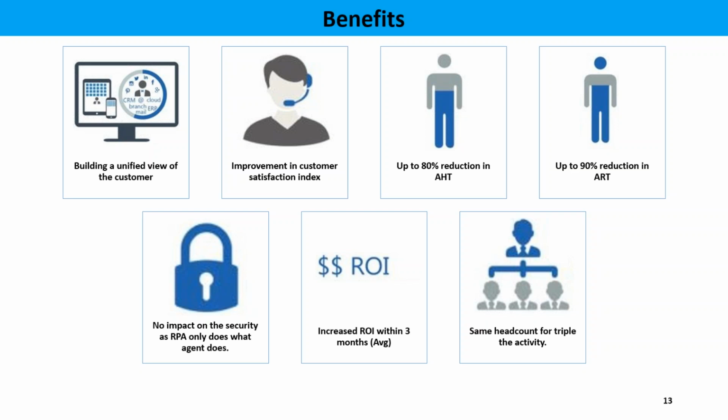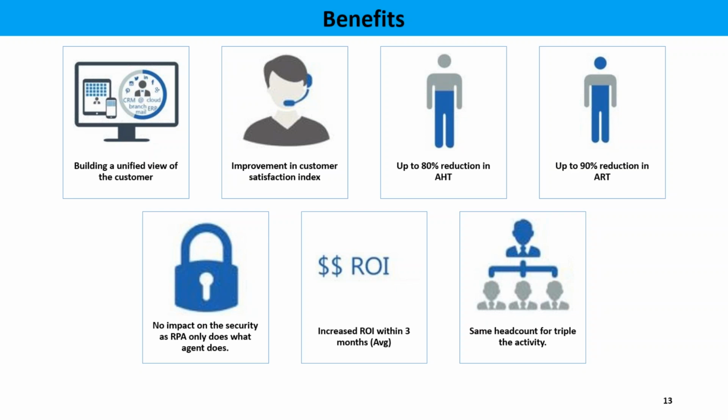Improvement in customer satisfaction index. As we have discussed, if 10 people are making one mistake, then they make 10 mistakes, correct? If your automation or your RPA tools are running, that means there will be no error. It might be a result that is not a failure, and it will not be processed wrongly.